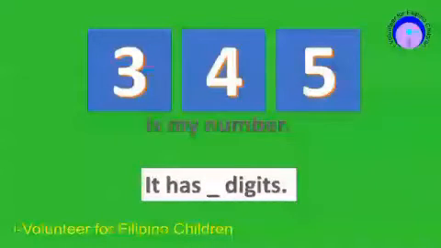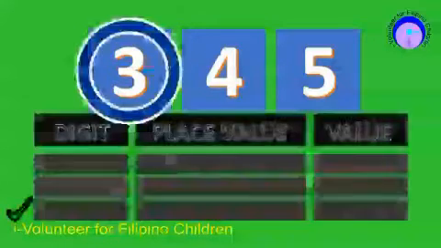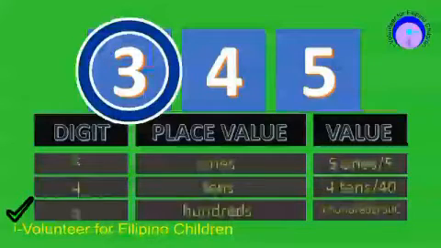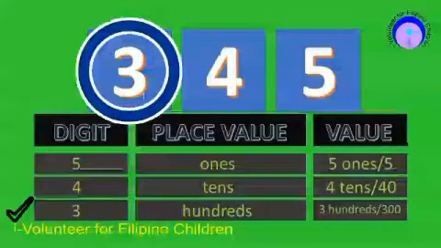What is your number? How many digits does your number have? 345 is my number and it has 3 digits. What digit do you have? What place value does it belong to? What is the value of your digit? Digit 3 is in the hundreds place and it has a value of 3 hundredths.